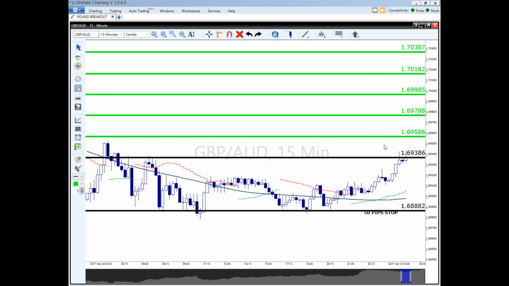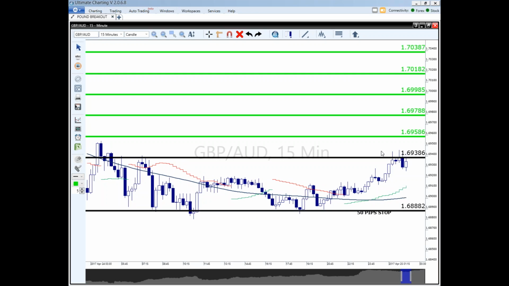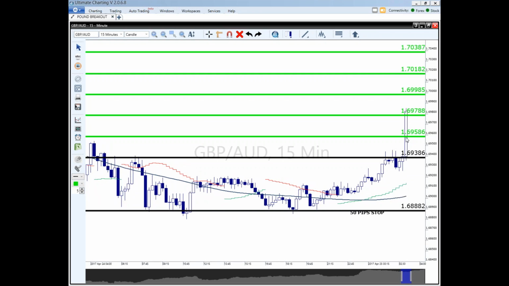Okay, so 20 pip increments. Here's how this works. 50 pip stop loss. When the market strikes your first 20 pip increment, you're going to cancel or replace your stop loss from 50 to break even. Now, since this candle took both the 20 and 40 pip targets, we're going to cancel or replace our stop loss to lock in 20 pips.